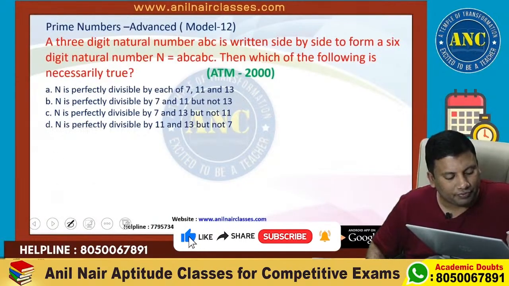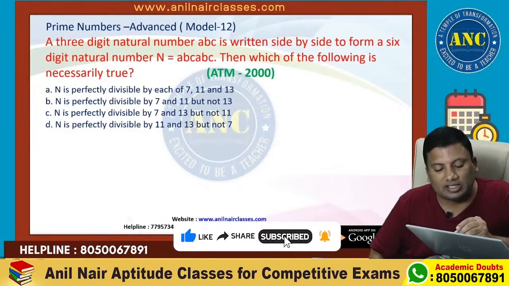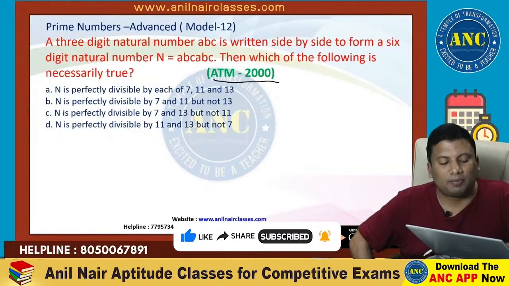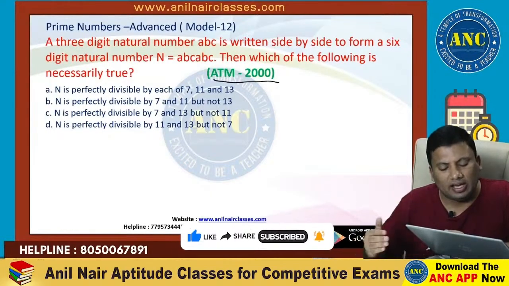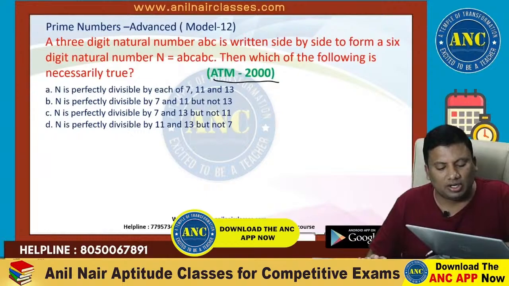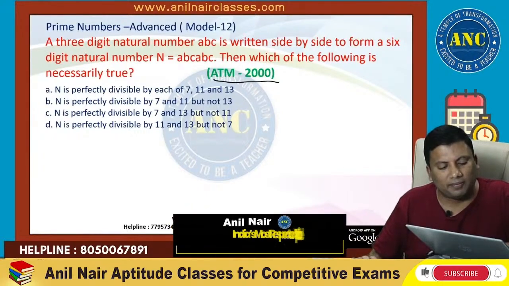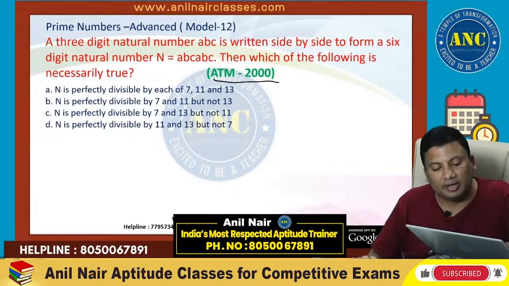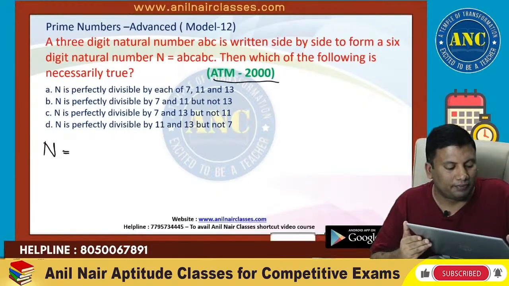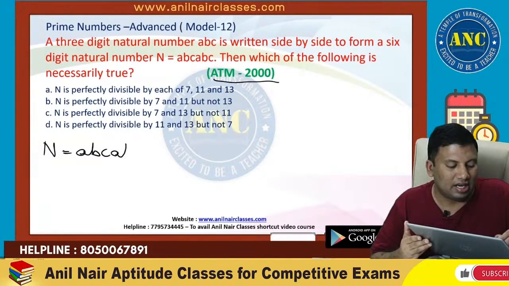Now, a 3-digit, this is what I said, some of the exams were previously to get into IIMs. There used to be another examination, way back 20 years before. A 3-digit natural number is written side by side, n equivalent to ABCABC.